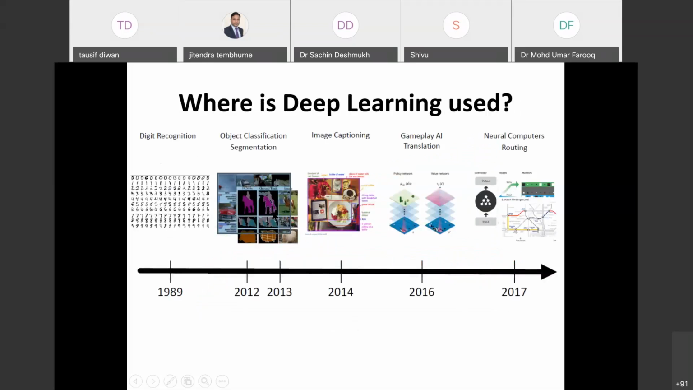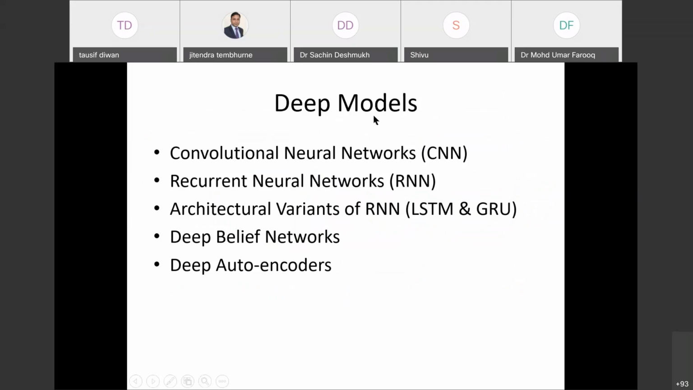Deep learning is being introduced in various fields like digit recognition, object classification, segmentation, image captioning, gameplay AI, neural computing. Okay, so there are various kinds of deep models such as convolutional neural network, recurrent neural network. Then there are architectural variants, meaning we propose some architectural variants so that we can remove the drawbacks existing in the recurrent neural network, such as LSTM, long short-term memory, and gated recurrent unit. Some deep belief networks are there, autoencoders, generative adversarial networks. So these are the various deep models.